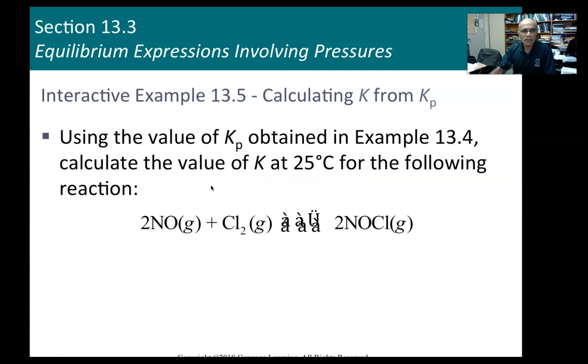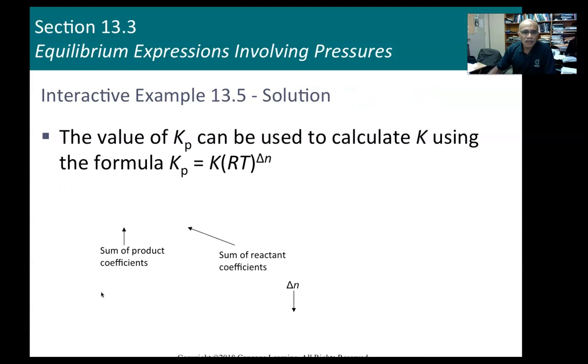All right, let's look at this. So using Kp obtained in an example that we looked at previously, calculate the value of K, which is Kc, at 25 degrees Celsius for the reaction. So we have the same reaction here, and we're going to work out the value of Kc. Right, so this is the relationship. Kp is equal to Kc (RT) to the delta n. Let's work out the temperature, and let's work out the delta n.